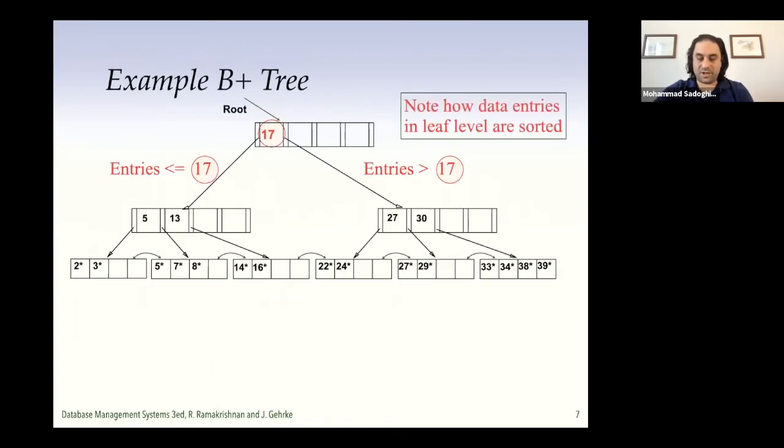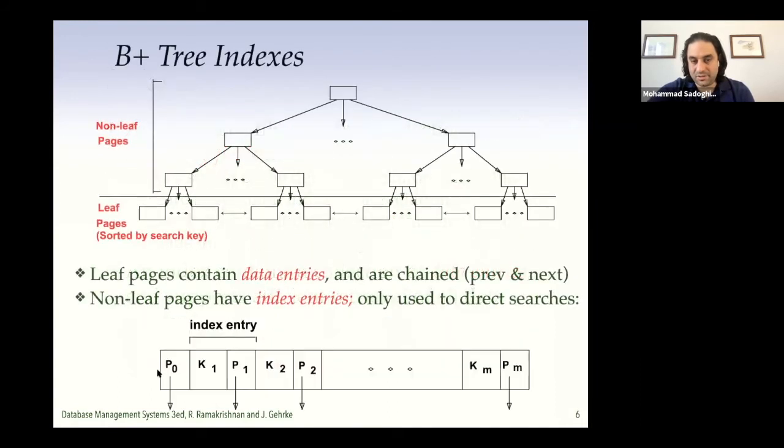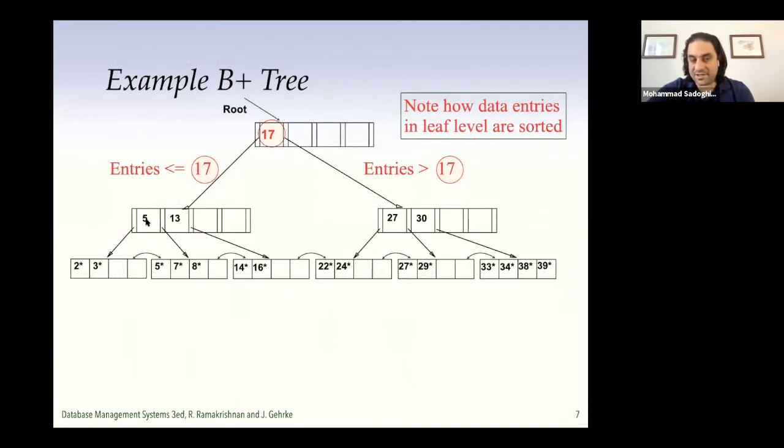So let's look at one more example. For example, this is 5, and it says all the entries in this leaf page have to be less than 5, and that's the P0 that I showed in the previous one, the P0 which is the reference. So I have a key. This is everything smaller than 5, and this is the reference that points to that page. In this page, everything is less than 13, and this is the reference to this page.